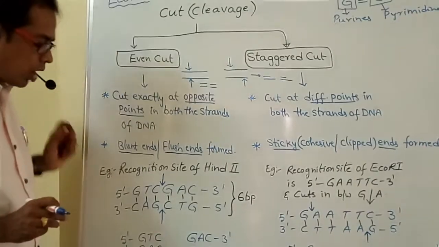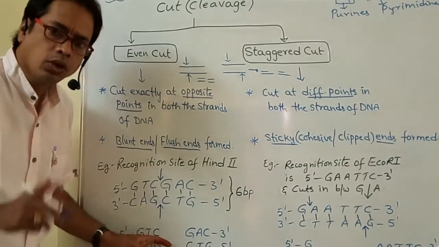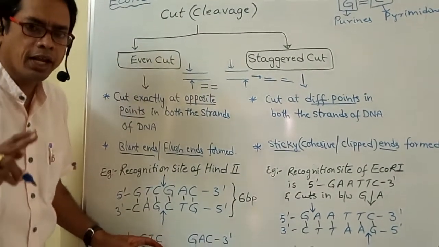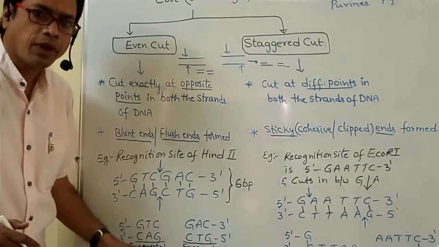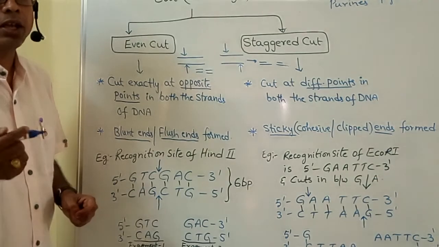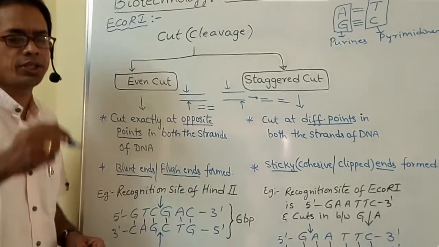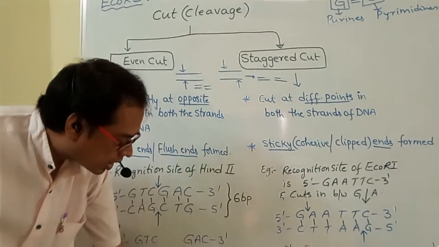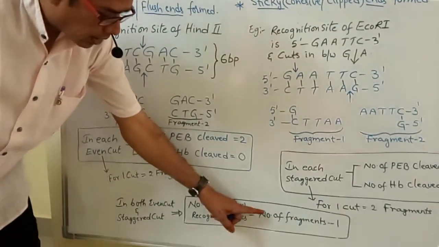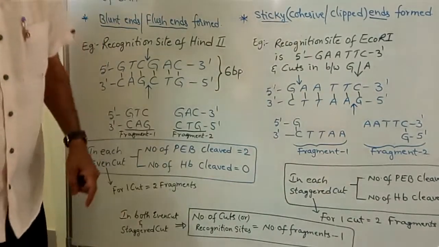So how many fragments are formed? 2 fragments. For how many cuts? 1 cut. So the number of cuts is equal to fragments minus 1. 2 fragments are obtained, 2 minus 1 is equal to cuts. So in even cut, the number of cuts or recognition sites is equal to the number of fragments minus 1.